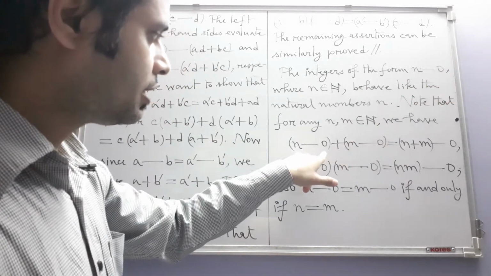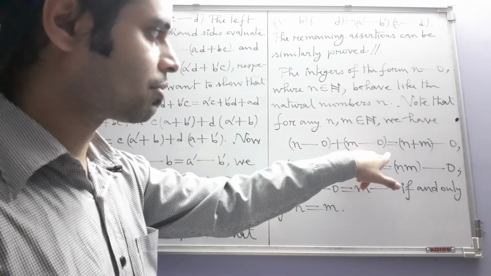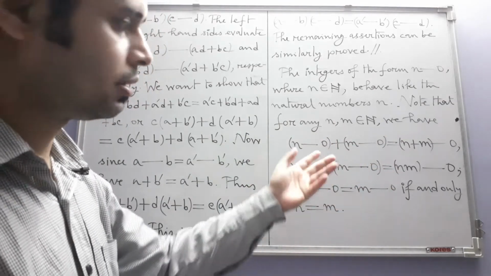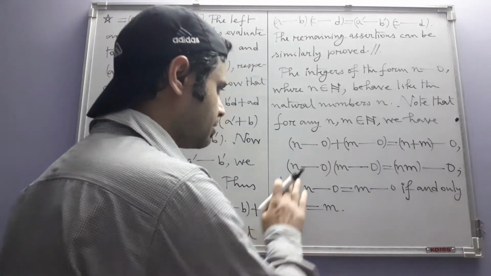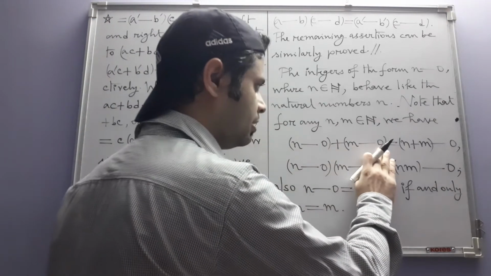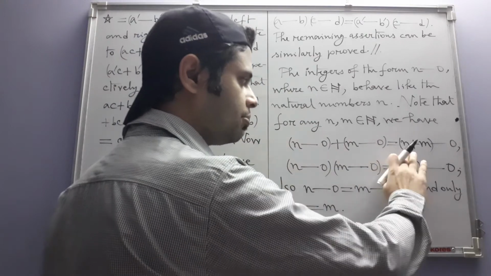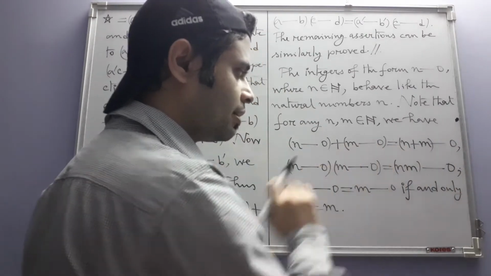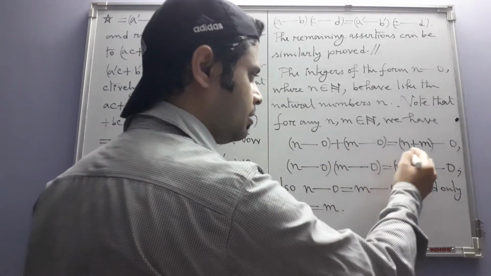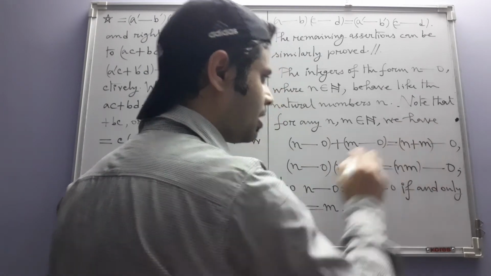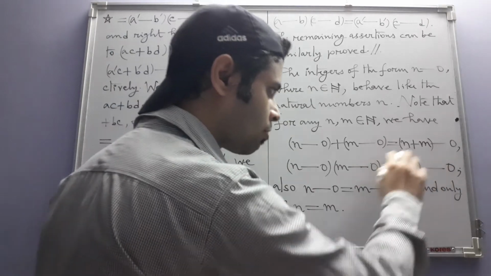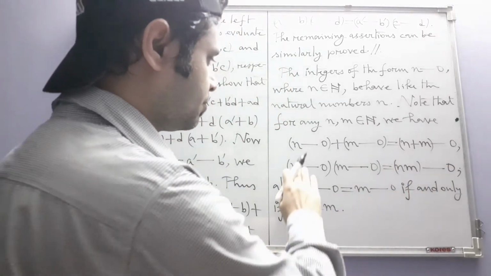then the integers of this form behave just like their natural number counterpart, in this sense that if you add two integers, then you get one result according to the definition of integer addition. In that result you have n plus m. That result corresponds to n plus m.